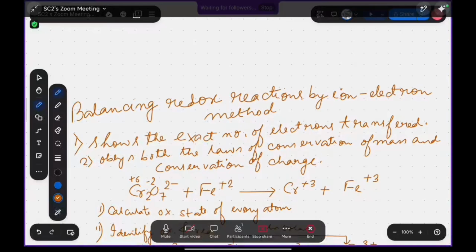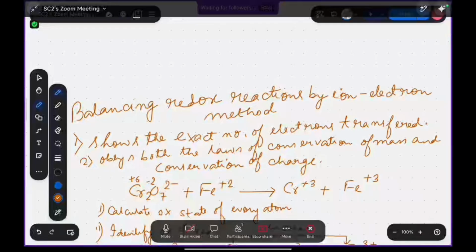You may say, ma'am, on the left hand side you have written 7 oxygen. Where are the oxygen atoms on the right hand side? Because atoms should be equal. All the atoms must be present. Where are the oxygen atoms on the right hand side? As you proceed with the balancing, you will see that the oxygen atoms will also be balanced.